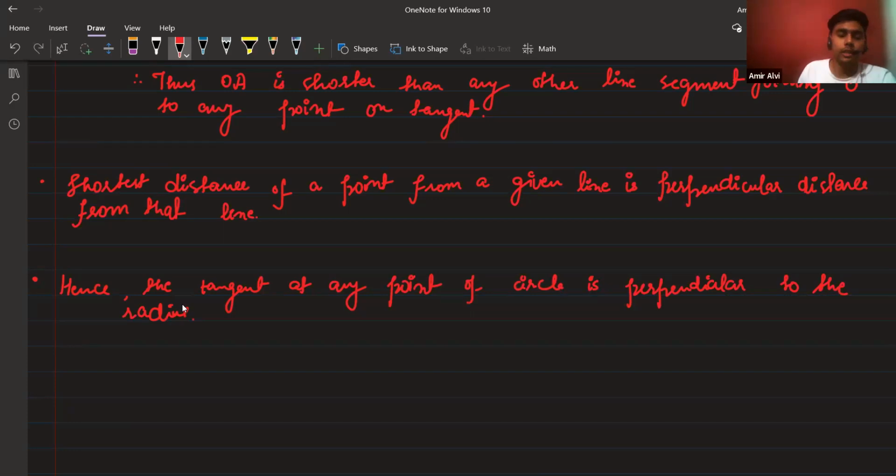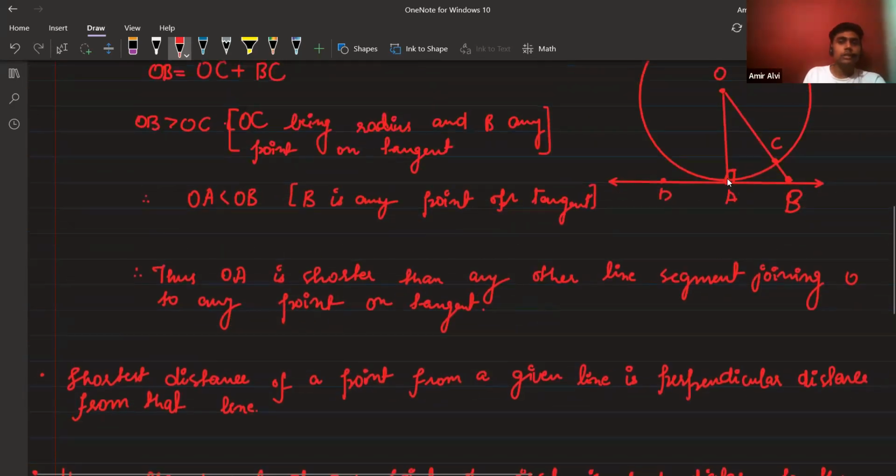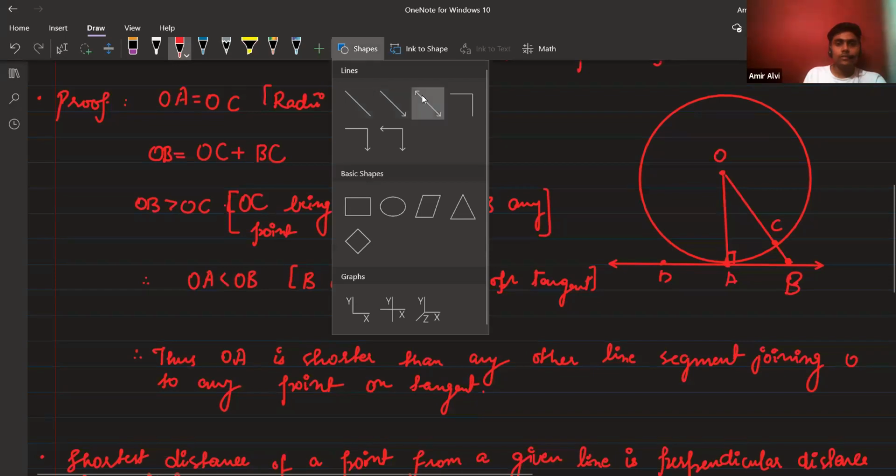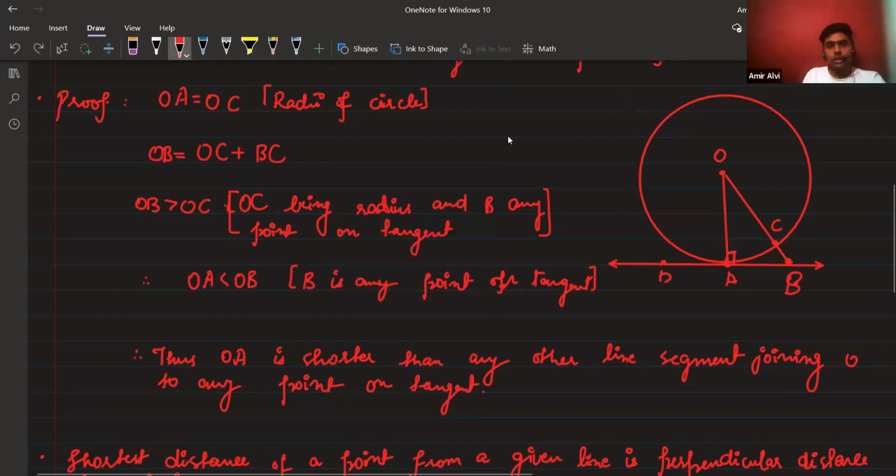Whenever you draw a tangent to a circle, and you draw the radius to it, if I'm connecting this point to the circle, it will always be perpendicular. The tangent can be right here as well. This is the tangent, and this is the point of contact. If I make a line to it, it will be perpendicular to it. Clear, everybody? This is the proof.